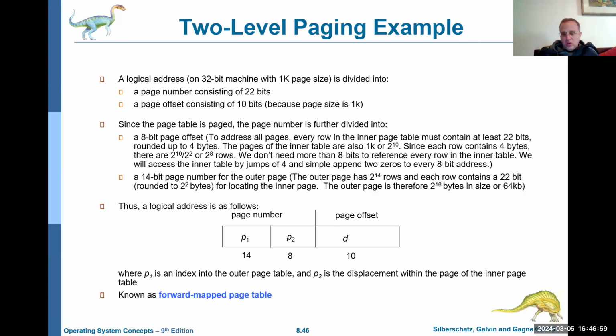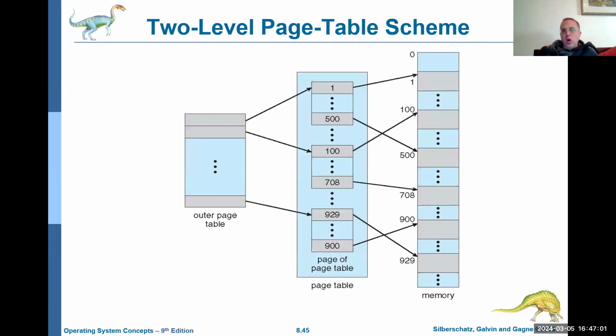Why does each row, if we go back here, why does this row have to have 22 bits? Because I need 22 bits to know the location of this page or this page. To know the location of 500 or 708, whatever they are, I need 22 bits, because there's 2 to the power of 22 of them. Therefore, I need 22 bits.